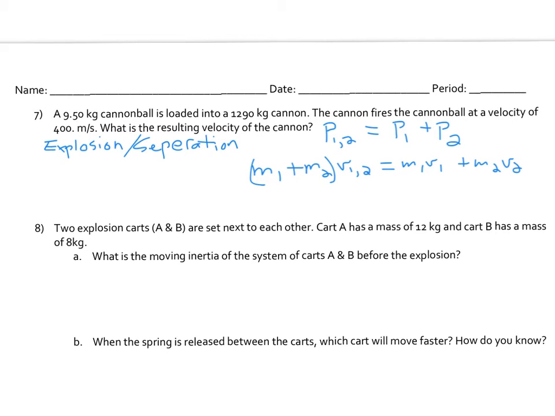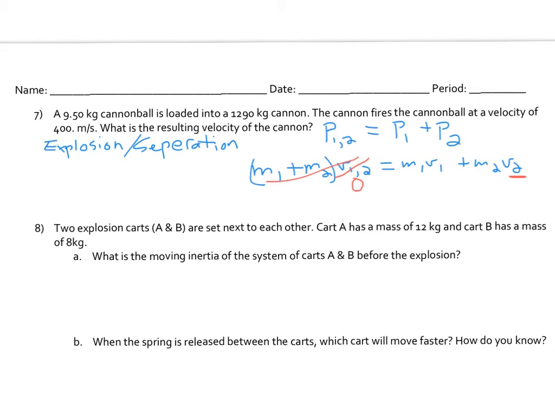Now your answer to that question depends on what you call M1 and M2. If I decide to call the cannonball M1 and the cannon M2, then I'm solving for the cannon after the explosion has happened, which means that I want V2 for my variable that I need to solve for. It's also important to note that the initial velocity of both of these was just 0. So that means this velocity here is going to go away, and so is the whole term when you multiply anything by 0.